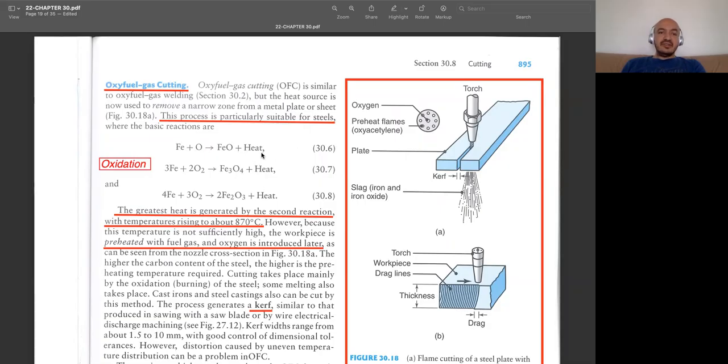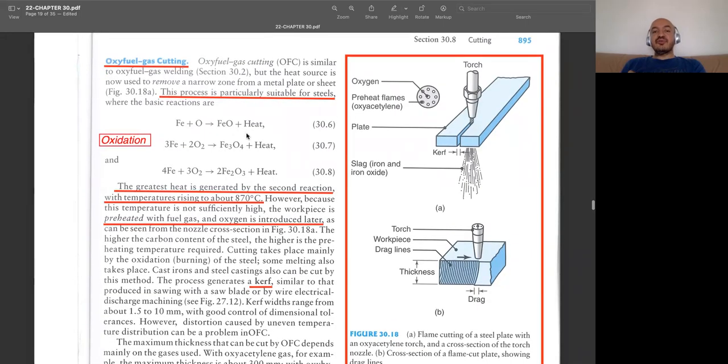And this is the first one. And with all of these, we generate some oxides. And these are ferrous oxide, as you see. And these are removed from the workpiece since they do not belong to the steel anymore. They are different types of molecules, so they are removed easily.